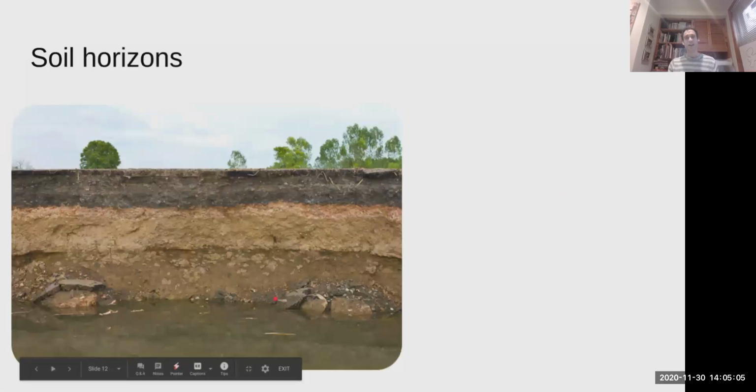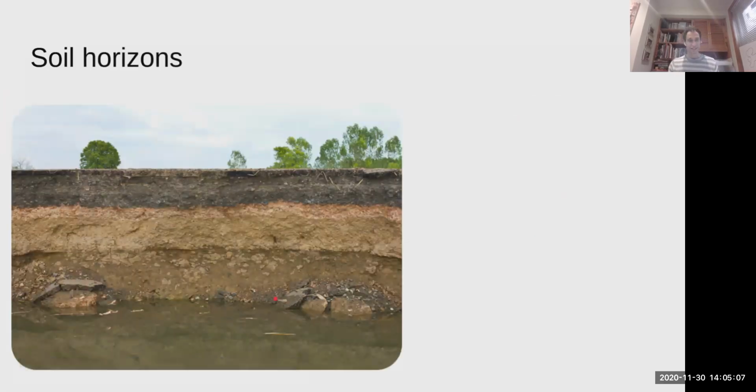Next thing, we are getting into soil horizons. If you were to dig a very deep hole, you would see layers of soil. And these different layers have different properties. And you can see them pretty clearly here. Look at this dark, rich layer right there. And then you see this lighter layer right in there.